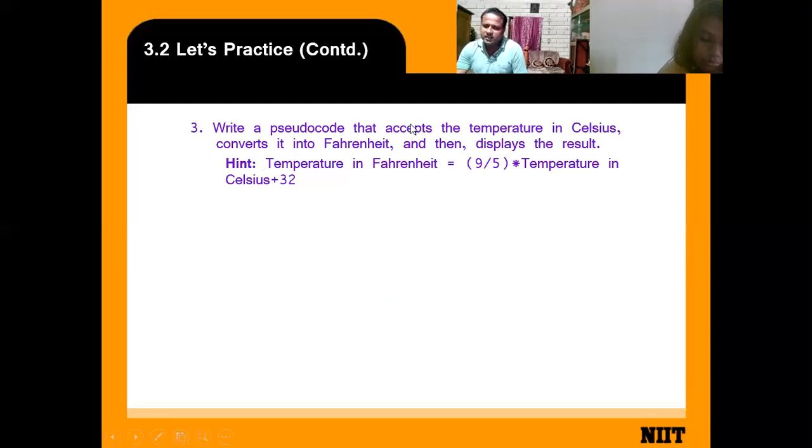So here is another part: write a pseudocode that accepts a temperature in Celsius and converts it into Fahrenheit. The rule is, Fahrenheit equals 9 by 5 into temperature. It is a formula. So you have to accept the temperature in Celsius, then convert it into Fahrenheit.